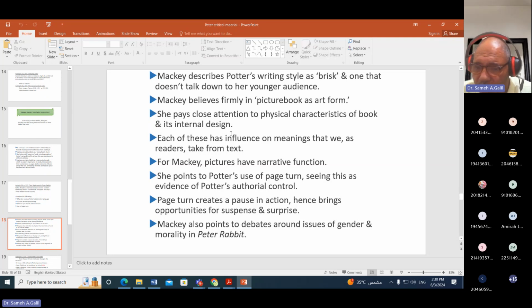She looks at the page turners, and she looks at them as one way of showing that the author is in control. Again, for her, page turners create a pause in the action, and it brings about opportunities for suspense and surprise. She also joins in the debate on the issues that the novel or the picture book stirs and sparks. Issues of gender, morality, and everything in between.